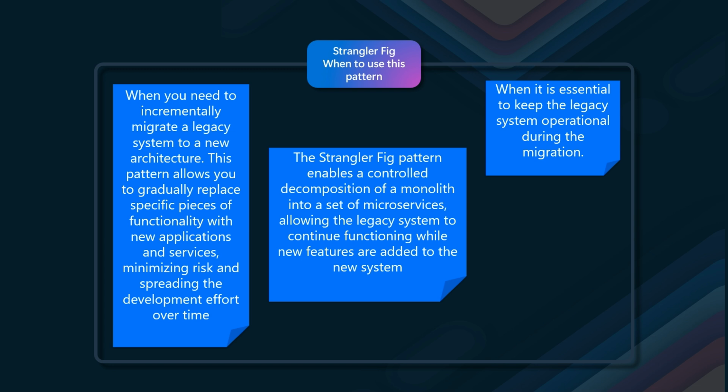Avoiding Big Bang rewrites. So, when you want to avoid risks associated with a Big Bang rewrite, the Strangler fig pattern supports an incremental approach, allowing you to add new functionality to the new system at your own pace, while ensuring the legacy application continues to function.